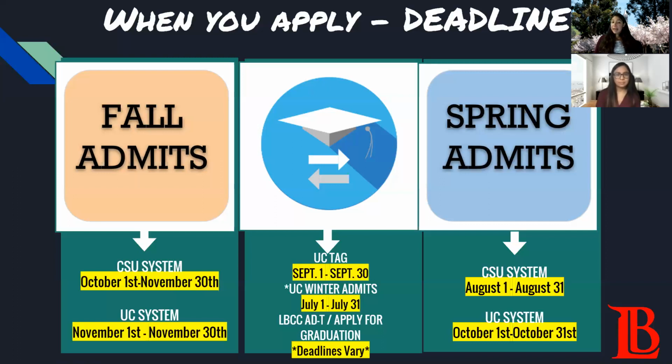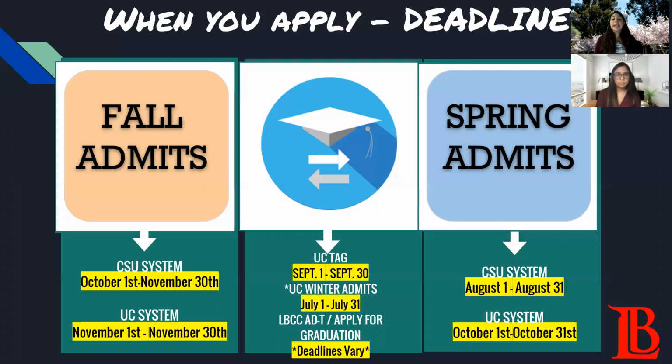There's also something else called UC TAG. And you might be asking, well, what is TAG? What you can do when you're applying for fall of next year, so applying for fall admission, you can actually TAG one of your UC schools. Not all schools have TAG. Those schools that do have TAG are Davis, Irvine, Merced, Riverside, Santa Barbara, and Santa Cruz.